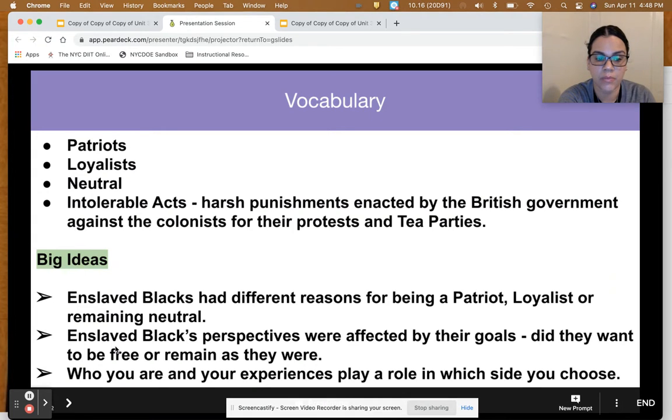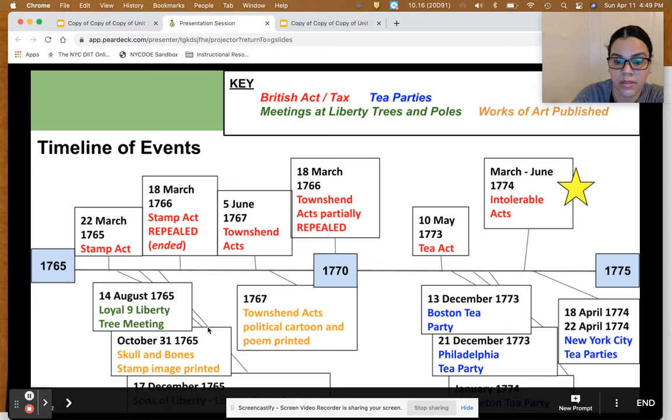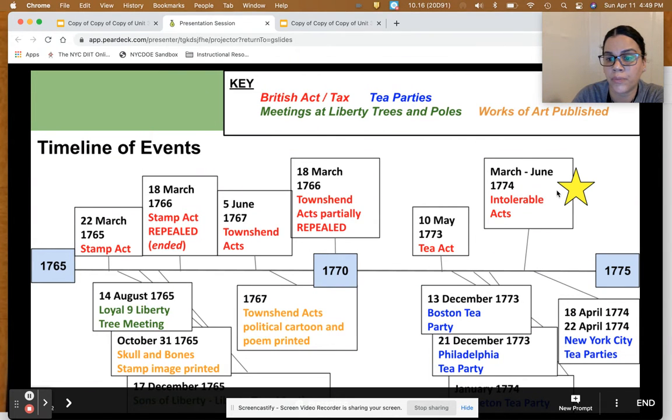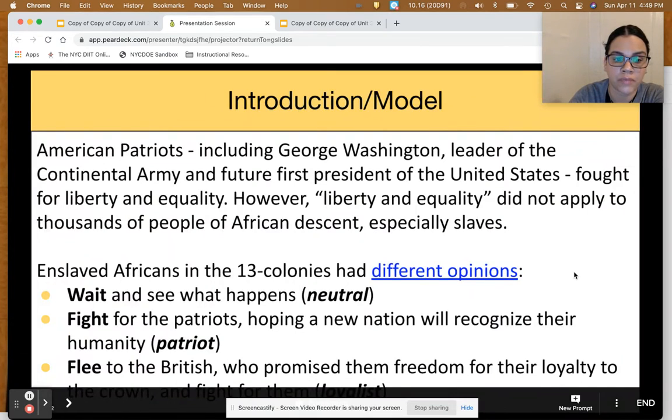And just like in previous lessons, students should still hold on to the idea that who you are and your experiences play a role in which side you're going to choose and your opinions. Okay, again, here's the timeline of events, and the Intolerable Acts were enforced as a direct response to the Tea Parties in Boston, Philadelphia, and New York City.